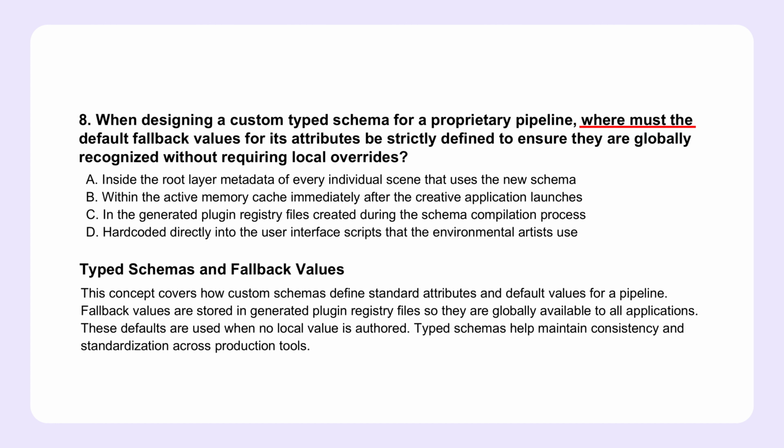The key word in this question is globally recognized. Okay. Let's look at why A, B, and D completely fail that test. If you put fallbacks in an individual scene's metadata, option A, well, no other scene on the network knows about them. If you hard-code them into a UI script, option D, only the artists using that specific interface tool get the defaults. Oh, right. It's too isolated. Exactly. And option B, the active memory cache, is volatile.